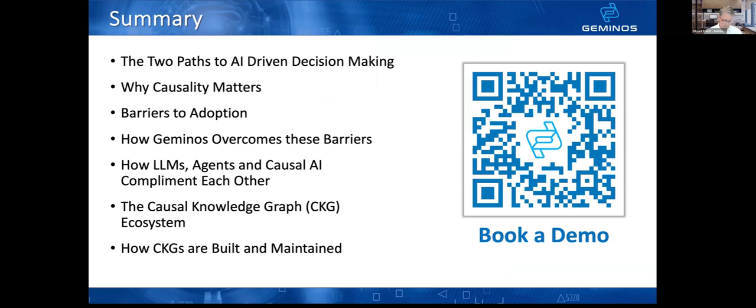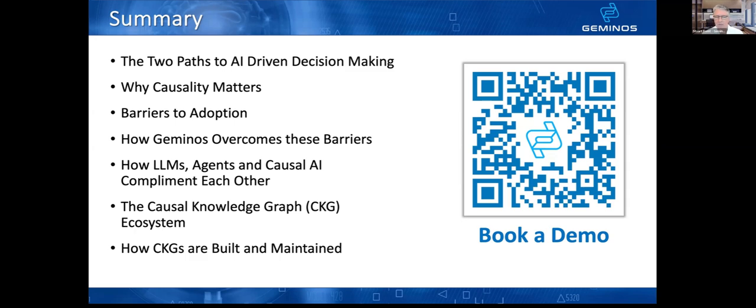Just to summarize, we've got these two paths to AI-driven decision making. Obviously, we think the path we're taking is the good one, and causality is a key part of that. There's no question. Once you've started using causal AI, you kind of don't go back. Once that light bulb goes on, and you see it's just a better way of delivering on AI projects, you don't turn back. And we've seen that over and over again.